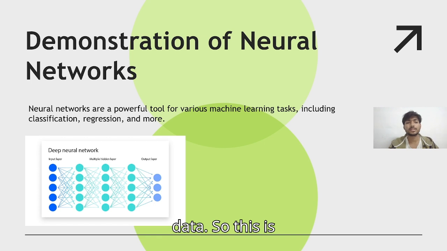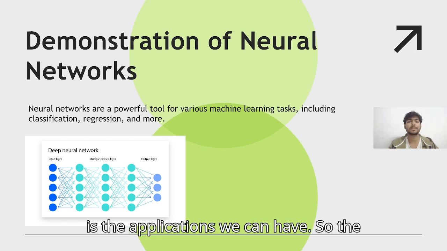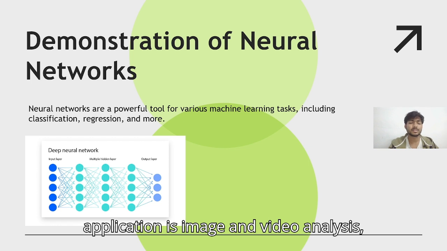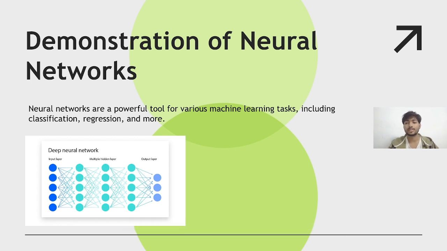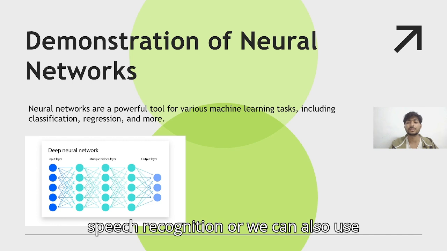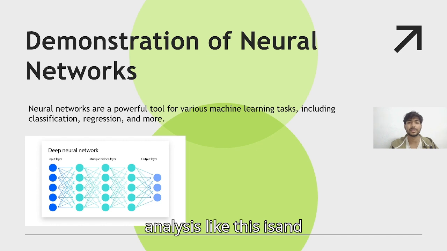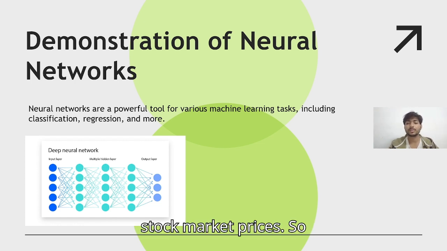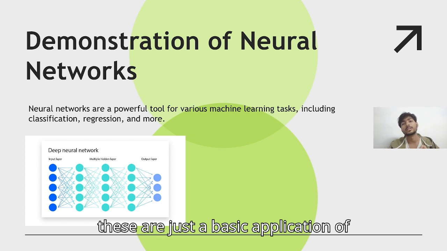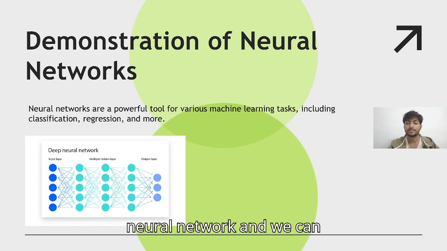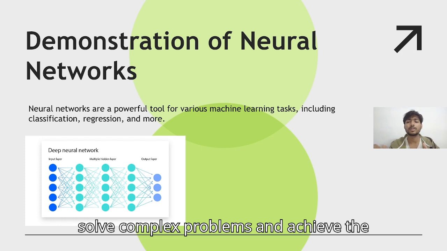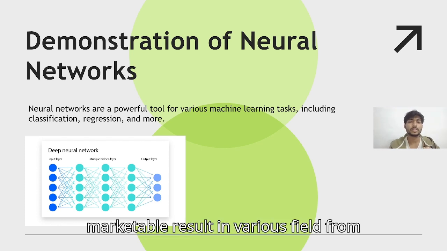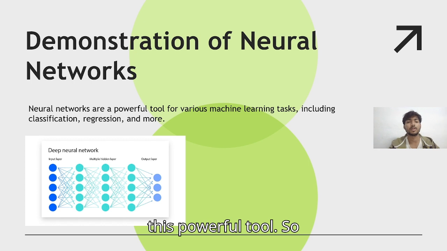So this is about neural networks, and let's see what applications we can have. The applications are image and video analysis, speech recognition, and we can also use it in healthcare, like medical image analysis and disease diagnosis, and also in finance, like predicting stock market prices. These are just the basic applications of neural networks, and we can solve complex problems and achieve remarkable results in various fields with this powerful tool.